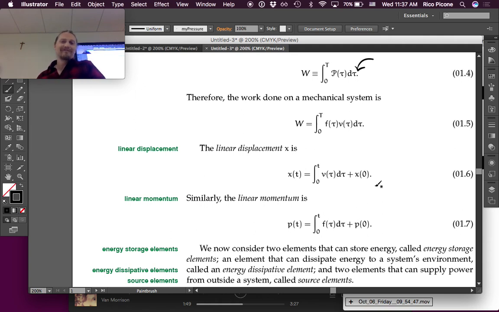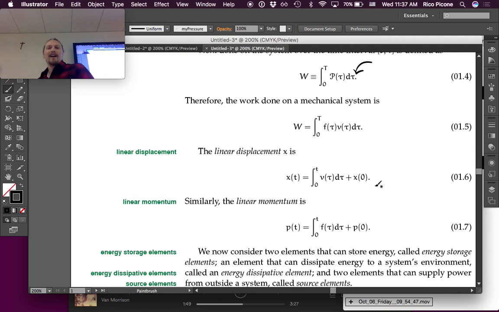Okay. So therefore, the work done on a mechanical system, if you substitute in for the power, the force times the velocity, you've got it. The linear displacement x is going to just be the integral from 0 to time t of the velocity plus the initial displacement. So the linear displacement x equation, does that look like something? It's one of your kinematic equations, right?